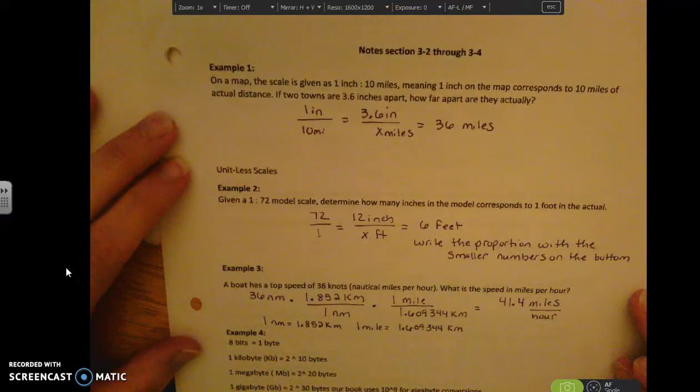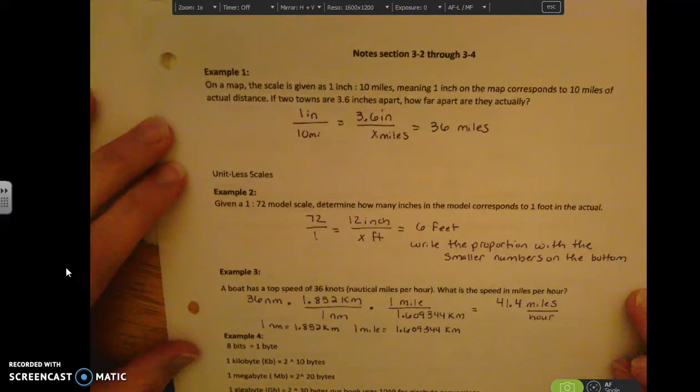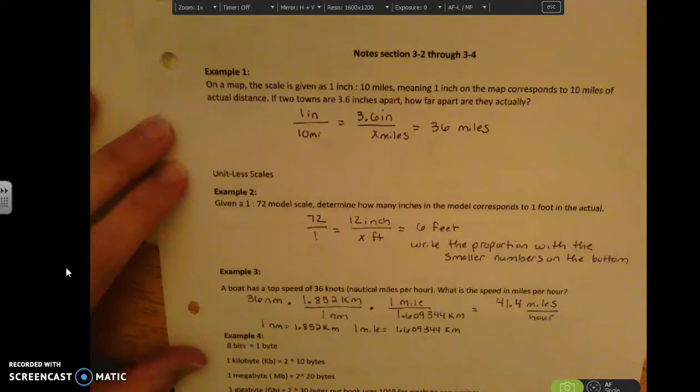Alright, so we've got some notes here to help you some more on section 3.2 through 3.4, so it's quite a bit of information. These are just some examples that might help you. The first one is a scaled problem.